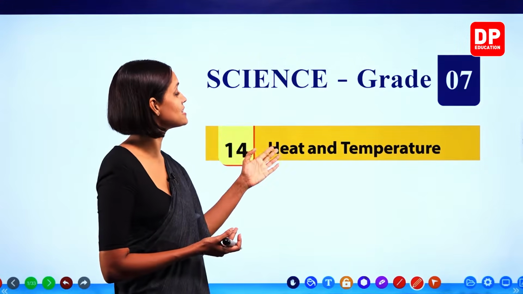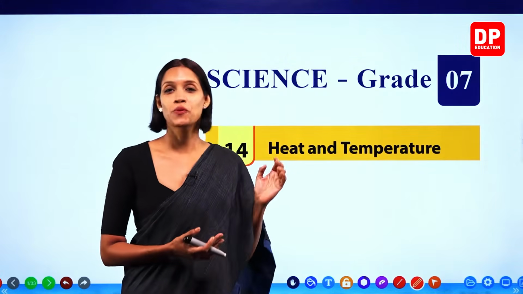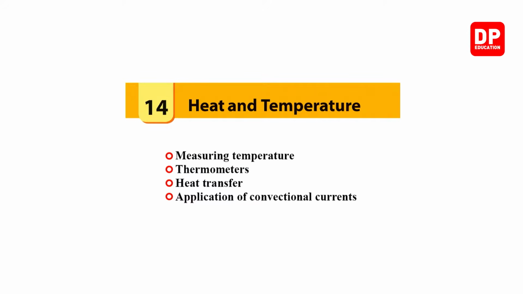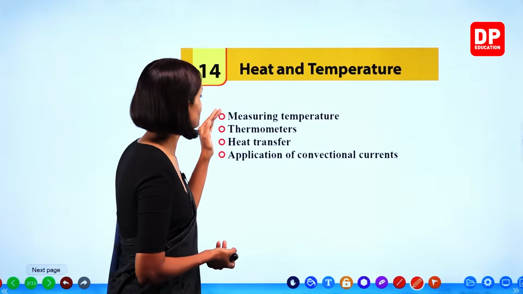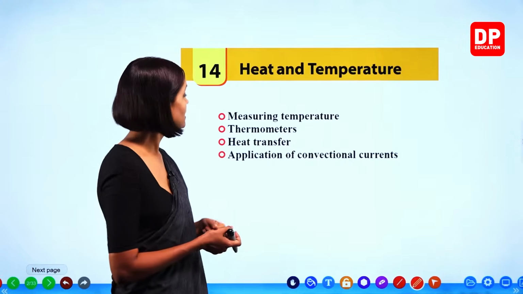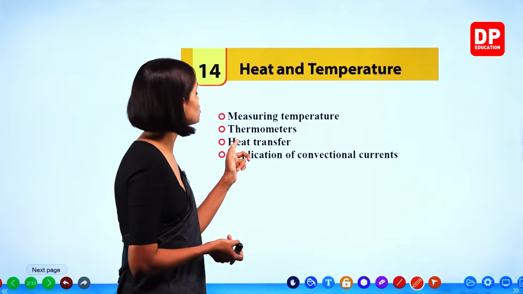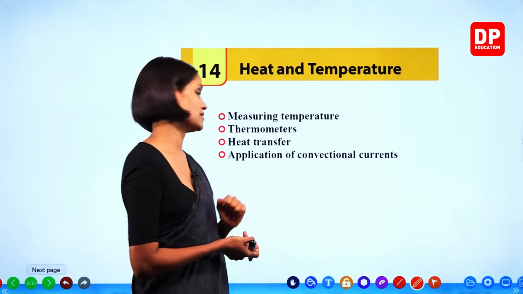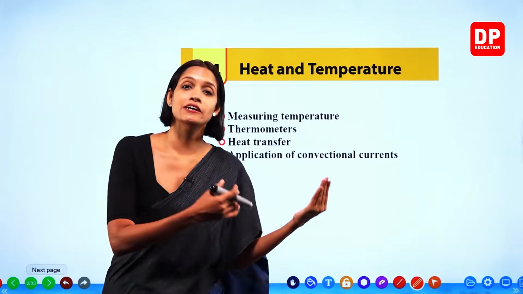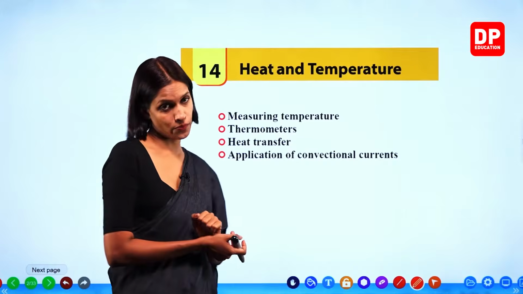Okay, children? So under this lesson, we are going to learn much information about heat and temperature. Let's see what topics we are going to learn. We are going to learn this lesson under 4 topics. What are the topics, children? Measuring temperature. Here we are going to learn how to measure temperature correctly. The second topic is thermometers. And the third topic is heat transfer. Under heat transfer, we are going to learn that heat travels from one place to another by 3 methods, right, children? So we are going to learn about those 3 methods under this topic.